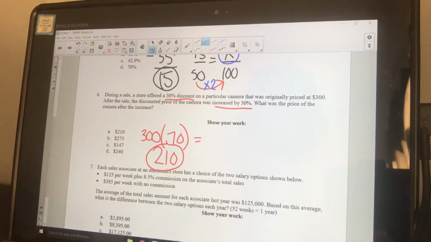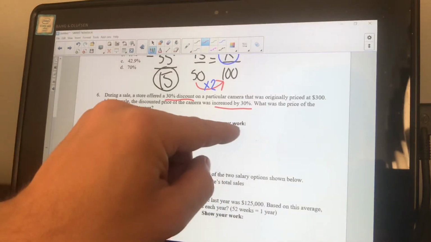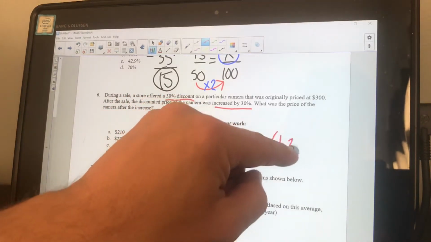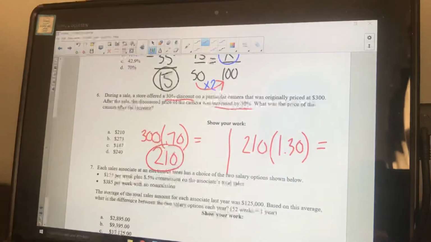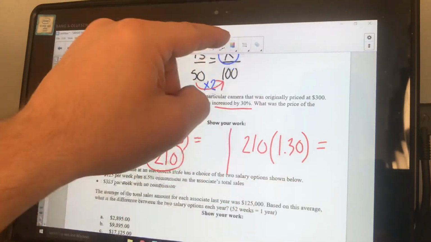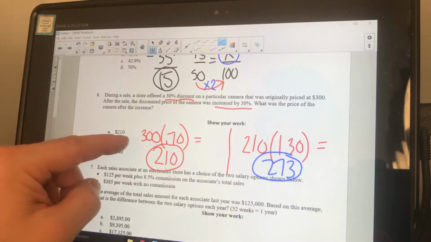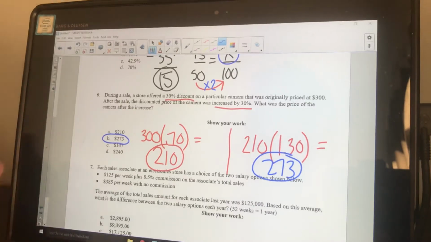Well, if the camera doesn't sell during that time, the store is going to increase it by 30%. So now I'm going to go with my 210, and I'm going to pay 130%. Okay, so I've got to take the 100% of it, which is $210, plus another 30%. So 210 times 1.3 takes it up to $273. Not all the way back to the 300 like we had first thought. And again, the answer is B. Pause the video and think about that, or watch it again if you have to, to figure out what I just did, okay?